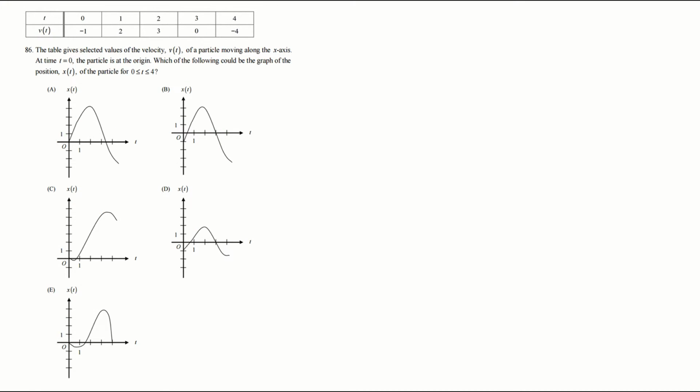Alright, another table question. This table gives selected values for the velocity of a particle moving along the x-axis. The particle is at the origin to start. Which of the following could be the graph of the position function from 0 to 4 seconds? Remember that velocity is the derivative of the position function. So when I'm looking at this table, when I see v of t equal to -1, I have a negative velocity. That means my object is going backwards.